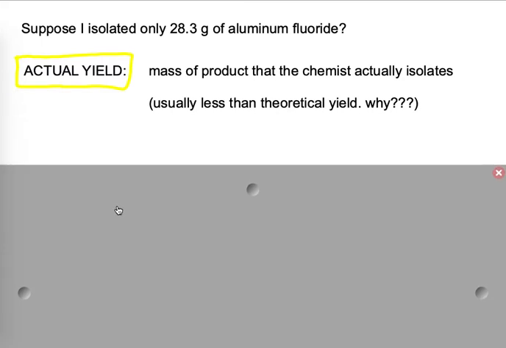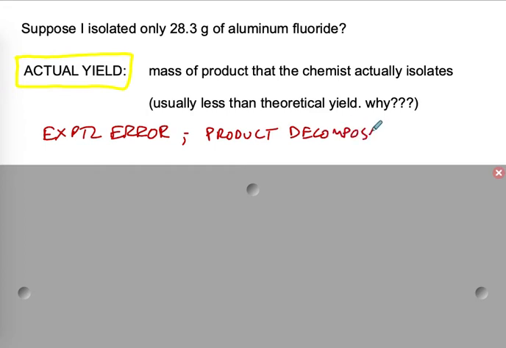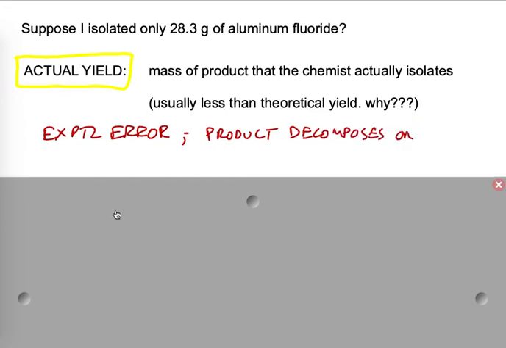Why would that be? Well, there are a number of different reasons. Okay? It could be experimental error. Maybe you made a mistake in your calculation. It could be that the product decomposes or evaporates. Or it could be that there are side reactions. Some other reaction takes place that gives you something other than your expected product. Whatever the reason, the actual yield is usually less than the theoretical yield.